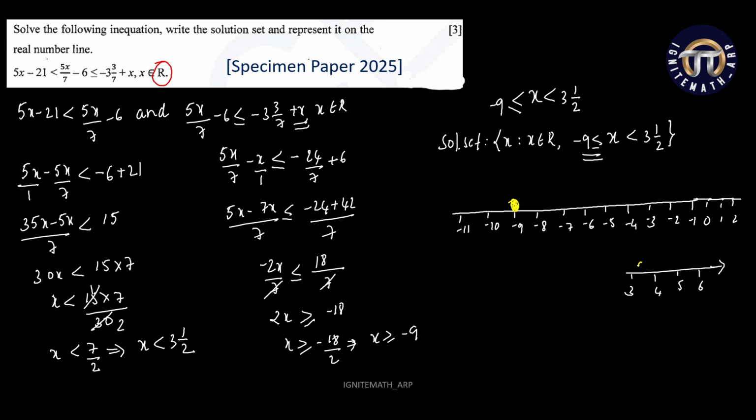3.5 in the sense it will come over here. 3.5 is not included, so don't darken this circle. I need to join this one and shade the region in between. Okay, so this is your solution set on the number line. Clear, children? Is that clear?